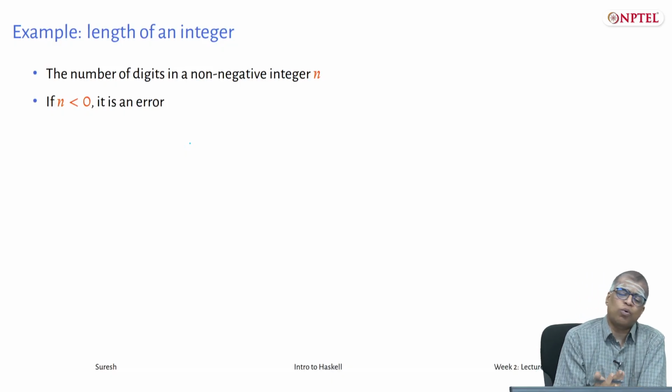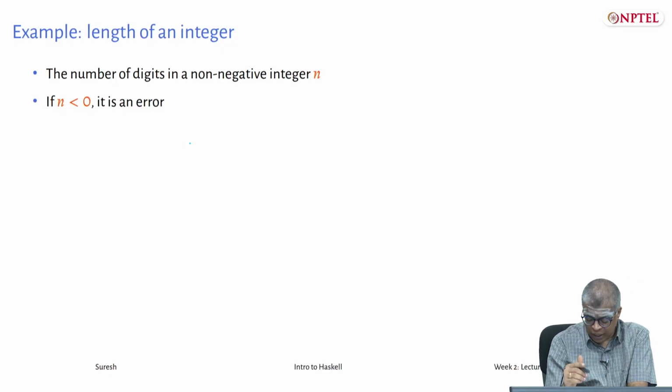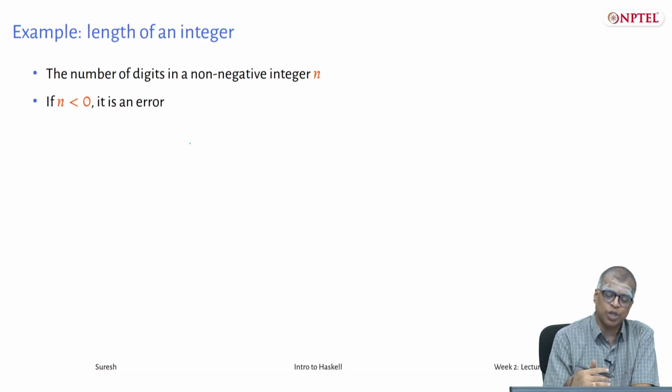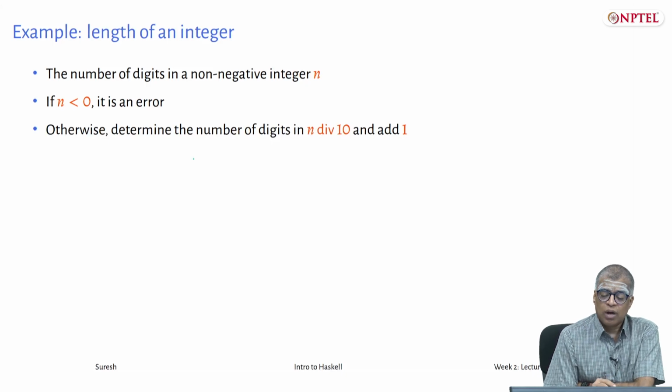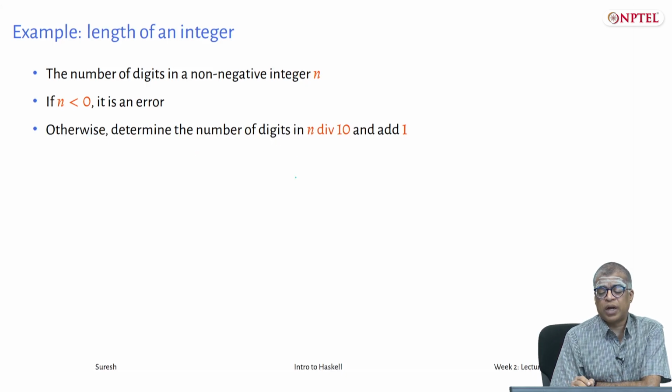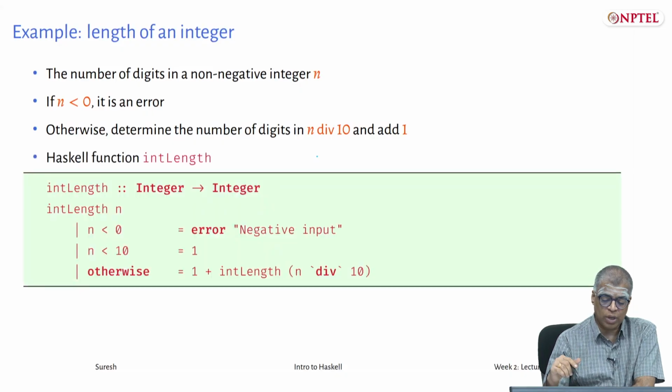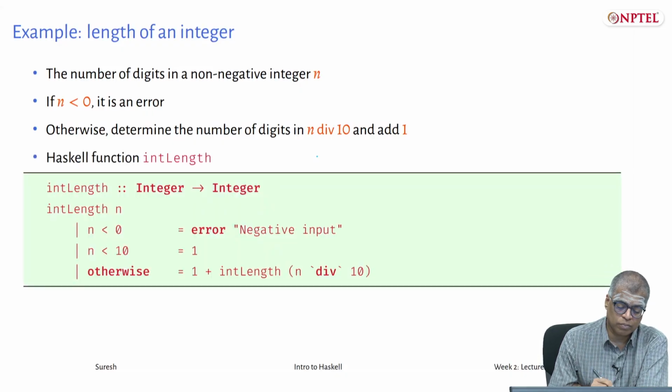So let's look at how we program this in Haskell. If n is negative, first of all, it's an error. So I'll call the error function with some appropriate error message. Otherwise, determine the number of digits in n div 10 and add 1.